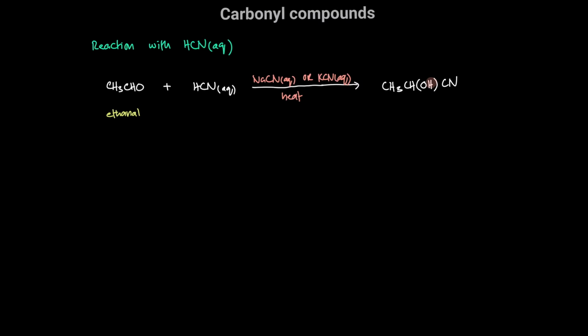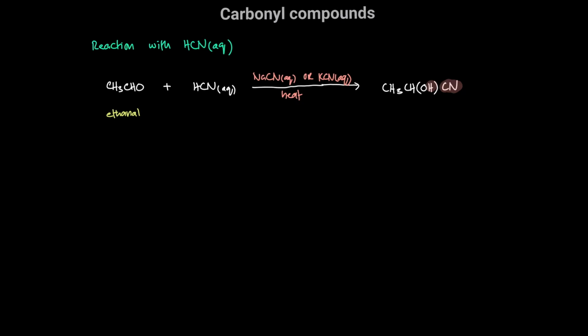So we're adding on this H and we're adding on a CN. The C double bond O becomes a C-OH. So we get a single bond here instead of a double bond. The pi bond breaks. And the CN also adds on to the carbonyl carbon.